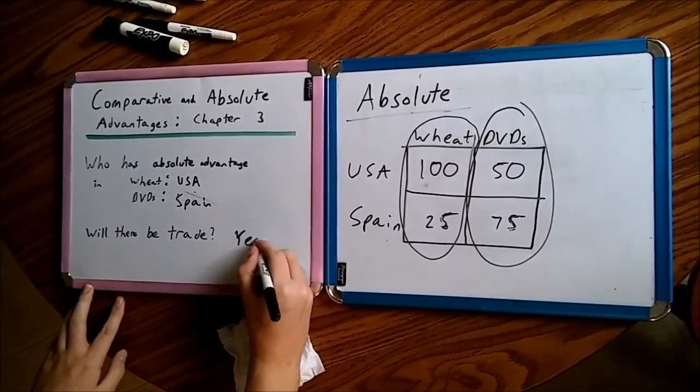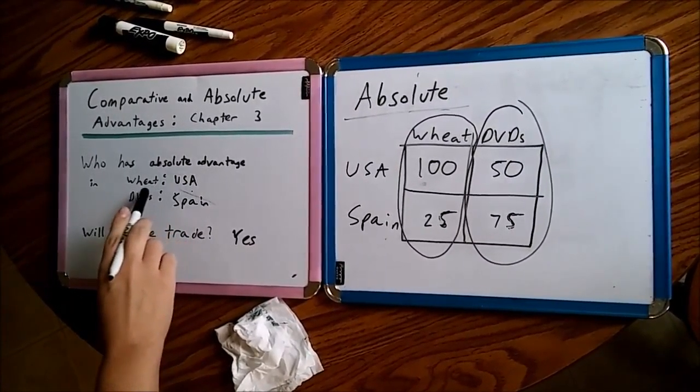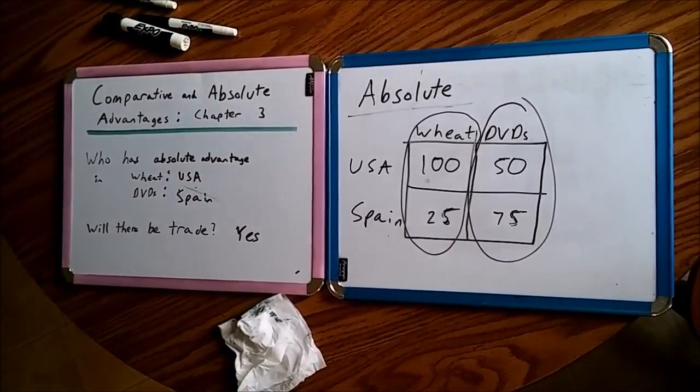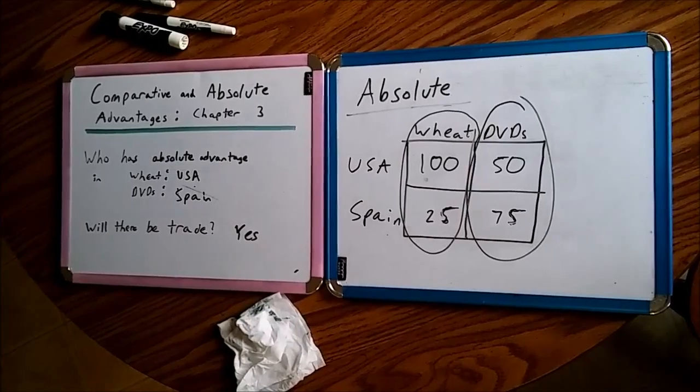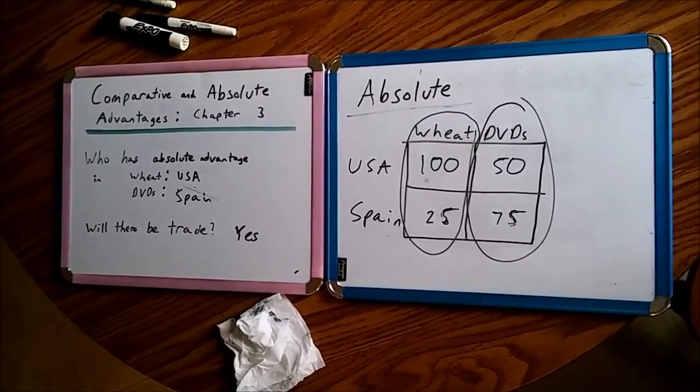They can specialize in each good. Spain will specialize in DVDs, the US will specialize in wheat, and they will produce as much of the good as they can, and come to agreement on what terms of trade they can do, especially as they specialize in each of their individual goods and trade them across.